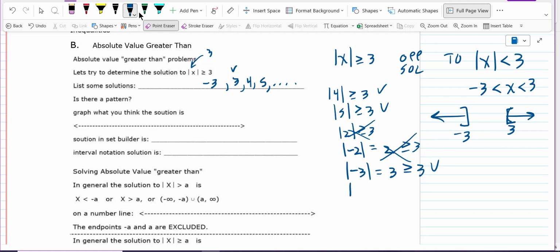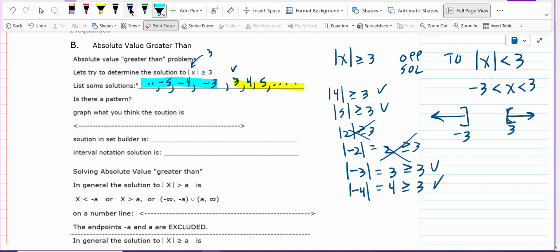And let's try some other numbers like negative 4. Well, that's 4, and 4 is greater than or equal to 3. So what you're going to find is the absolute value of negative 3, negative 4, and negative 5 are going to change to positive numbers, so they're going to be bigger than 3. Okay, so your solution looks like it's numbers bigger than or equal to 3, or numbers less than or equal to negative 3.